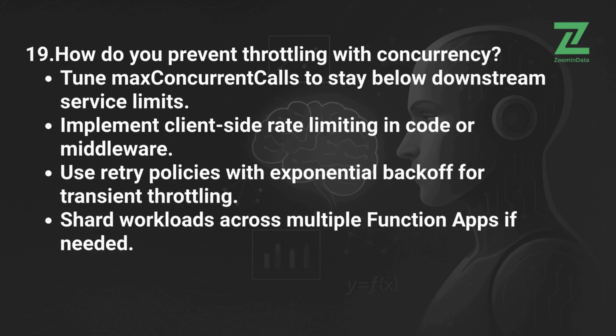How do you prevent throttling with concurrency? Tune max concurrent calls to stay below downstream service limits. Implement client-side rate limiting in code or middleware. Use retry policies with exponential backoff for transient throttling. Shard workloads across multiple function apps if needed.